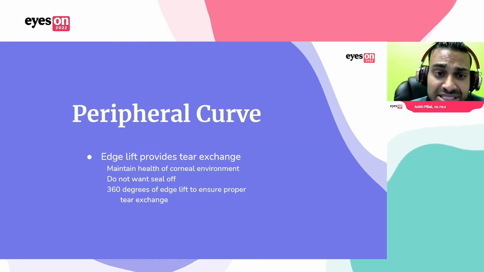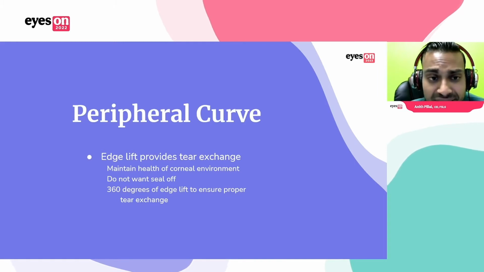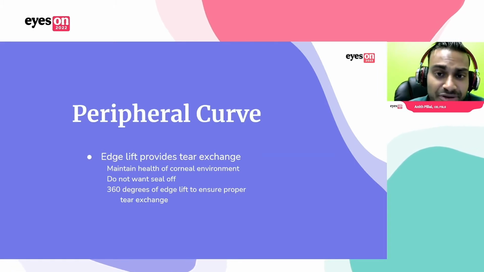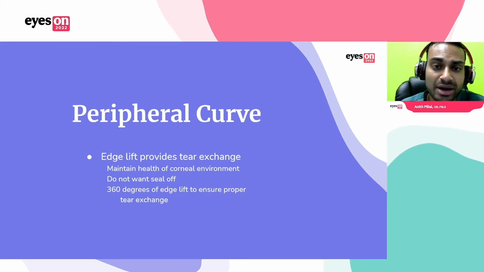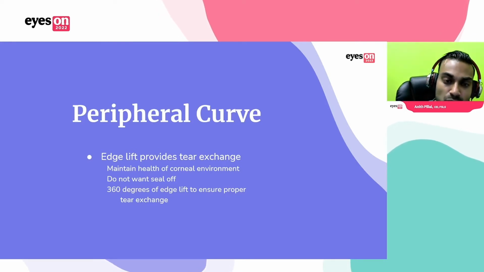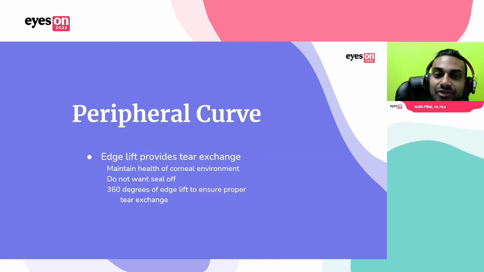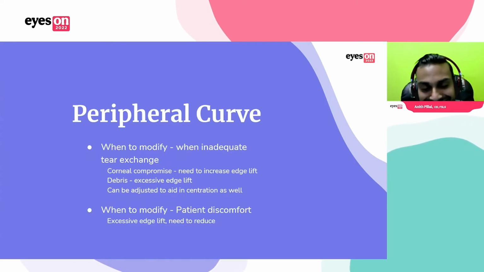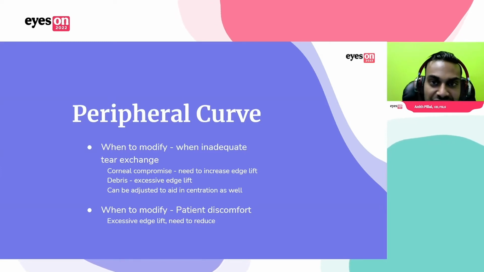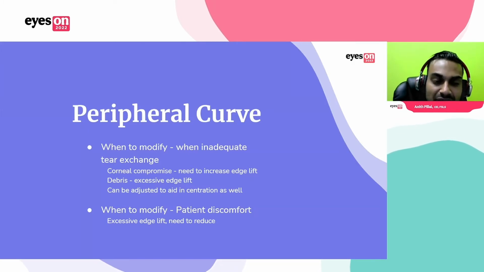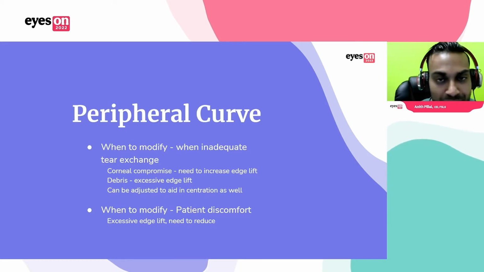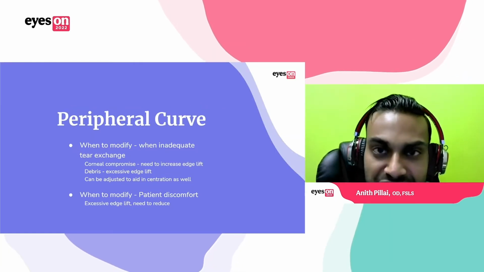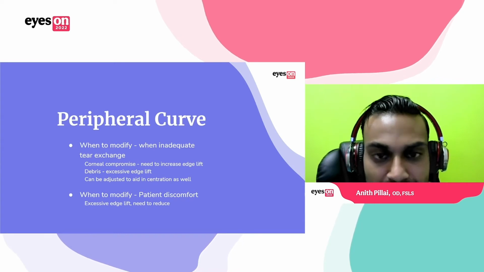Now, if you have too much edge lift, just like with any other RGP, the patient will feel awareness and discomfort. So you don't want too much edge lift, or that will cause comfort issues. So you want just enough to make sure that we're having a healthy corneal surface. And if you start to notice kind of the scattered SBK or not enough tear exchange, manipulate that peripheral curve to get some more tear exchange underneath there so that we're not causing any corneal compromise. And obviously, if the patient is complaining of discomfort, especially after a week or two of wear, look at that peripheral curve, see if there's too much edge lift, and you can bring that back down.